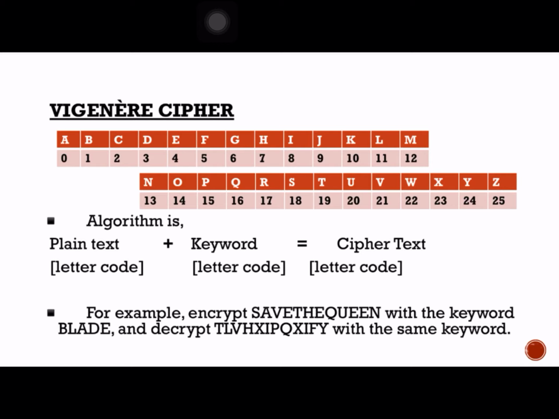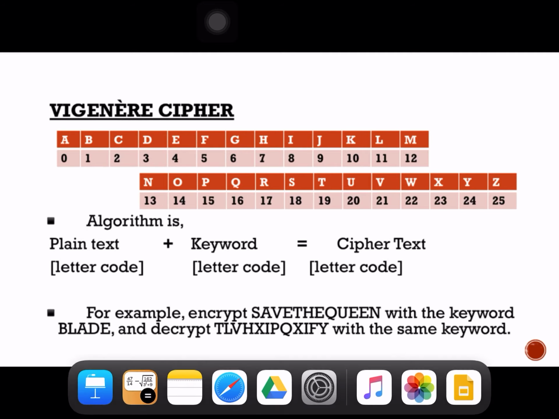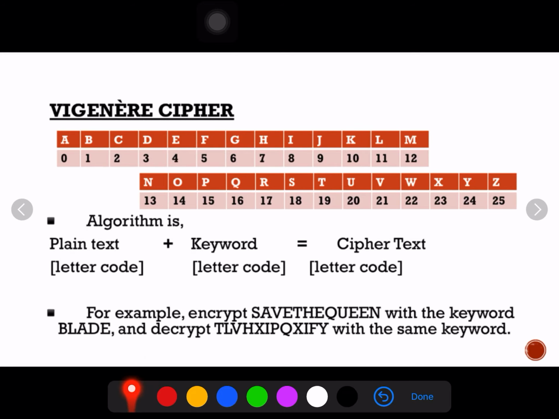So let's have the algorithm in Vigenère Cipher. We have here the plain text letter code plus the keyword's letter code, and once we are done adding these letter codes, we can get now the letter code of the cipher text. Clearly, we need pairwise letters of plain text letters versus keyword letters.